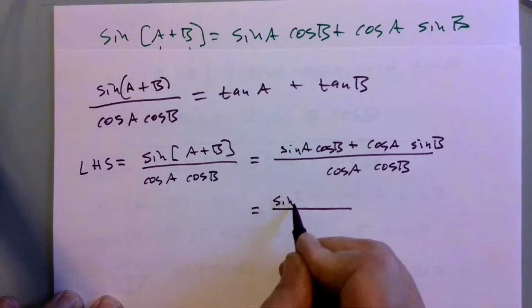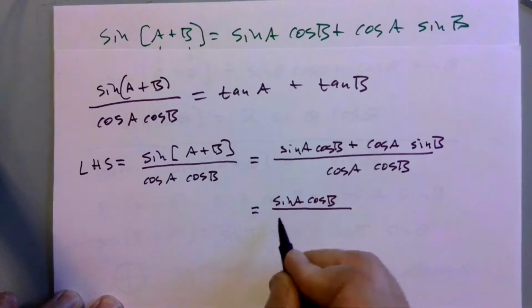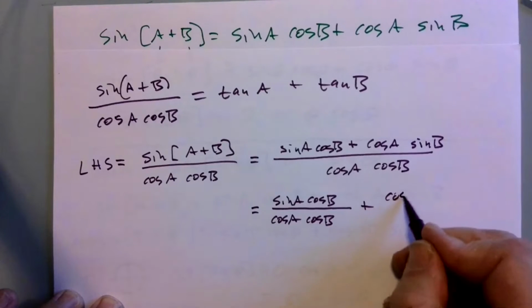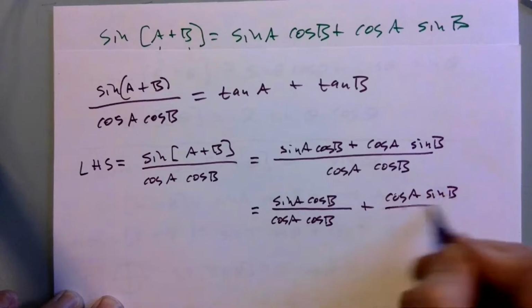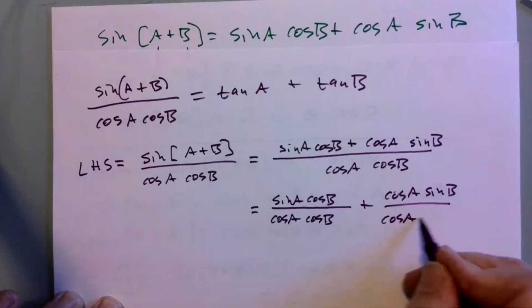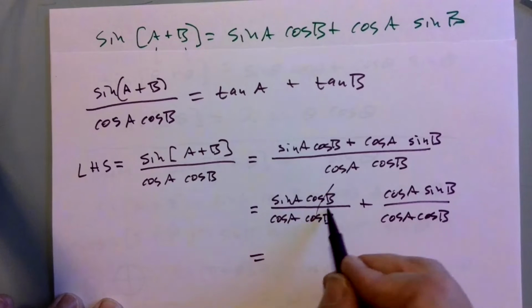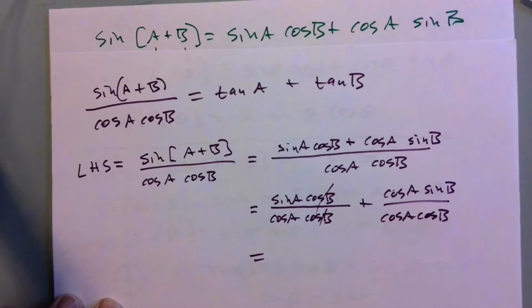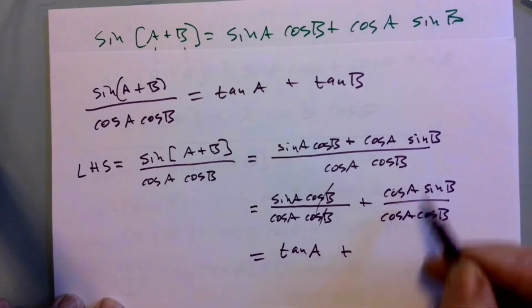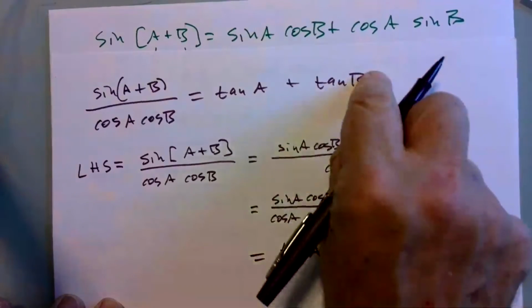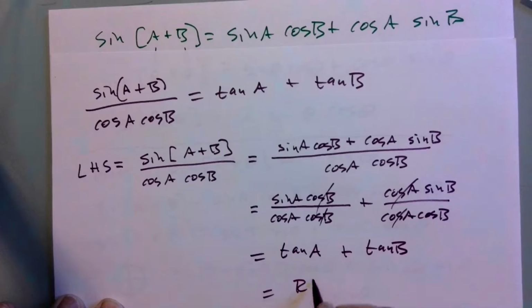So I could say sine A cos B over cos A cos B, plus cos A sine B over cos A cos B. Do I have some cancellations? I think so. The cos B's go away here, and I have sine A divided by cos A, which is tangent A, plus on this side, the cos A's go away, and I get sine B over cos B, which is tangent B. That's my right-hand side.